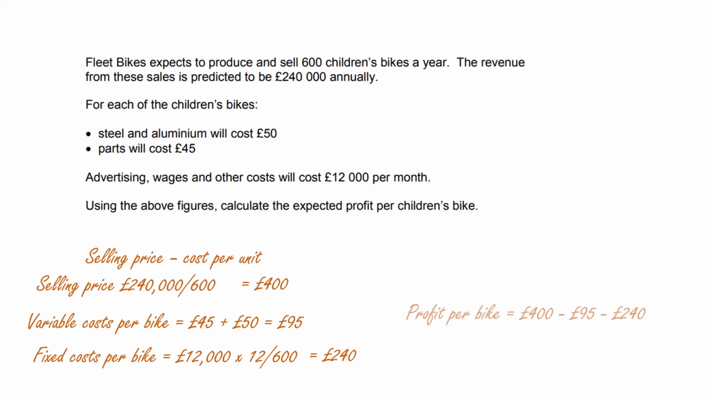Profit per bike, £400 minus £95 minus £240, and the answer is £65. So £65 is the answer. That's the profit per bike.